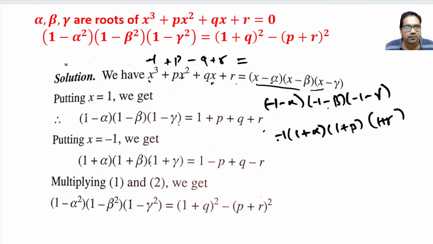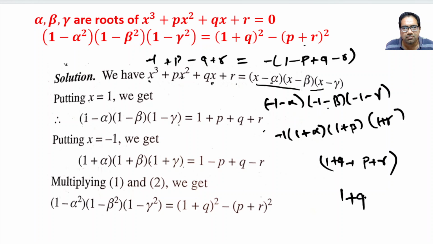What does that mean? If you cancel this minus, this is equal to minus of (1 minus p plus q minus r). So this minus and this minus will cancel. We'll be left with (1 plus alpha)(1 plus beta)(1 plus gamma) equal to 1 minus p plus q plus r. You want (1 plus q) whole square minus (p plus r) whole square. What does this mean? This means (1 plus q plus p plus r) times (1 plus q minus p minus r). Okay, this product is basically a plus b into a minus b.